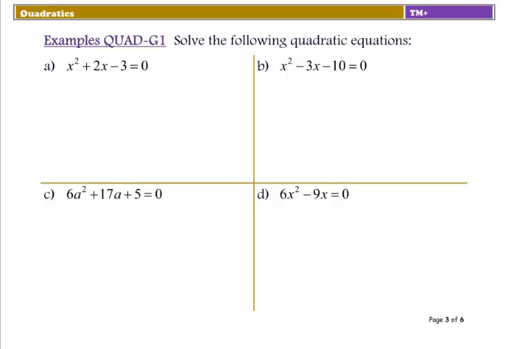The first one, I have x squared plus 2x minus 3 equals 0. Now we need to factorise that. Whichever method you want to use, go for it. You'll end up with x plus 3, x minus 1 equals 0. So either splitting terms, cross method, box method, use whichever. Now for this to be true, either x plus 3 has to be 0 or x minus 1 has to be 0.